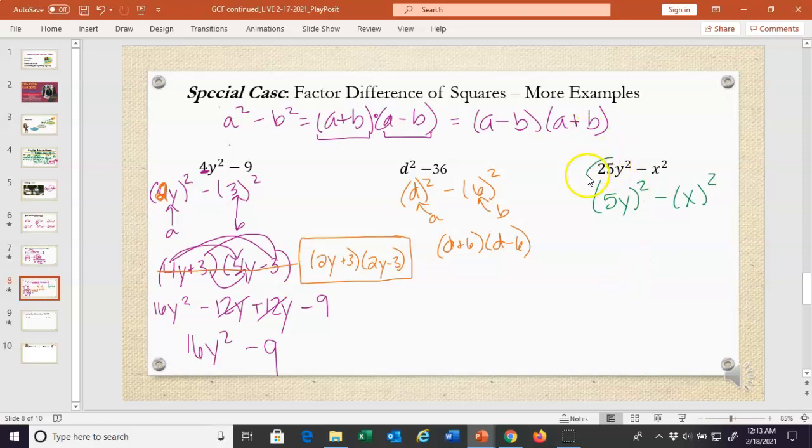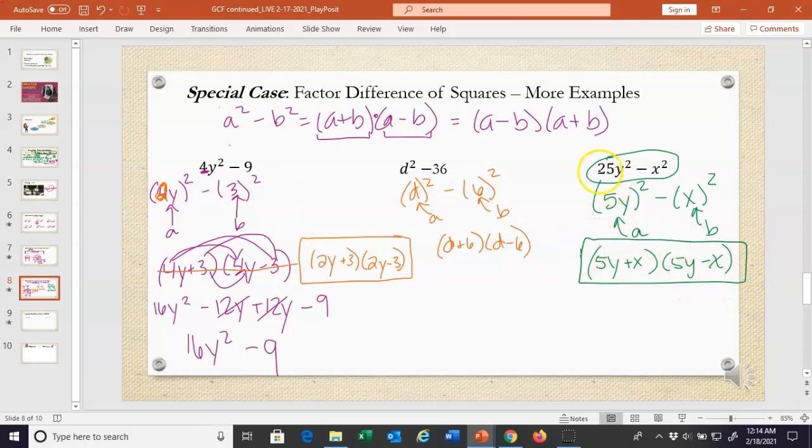So if you were to just look at this, it might be hard to figure out how to factor that without knowing this special case formula, I think. So that's going to be A and that's going to be B. So we'll have 5y plus x and 5y minus x. And you're done. We factored it. We took this expanded form out and we condensed it.